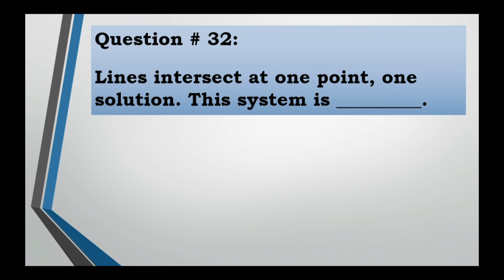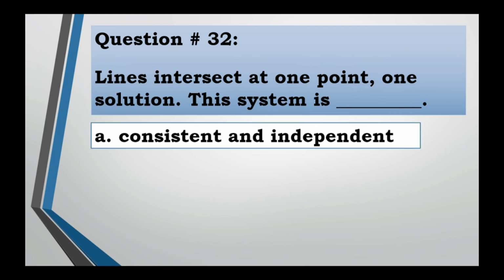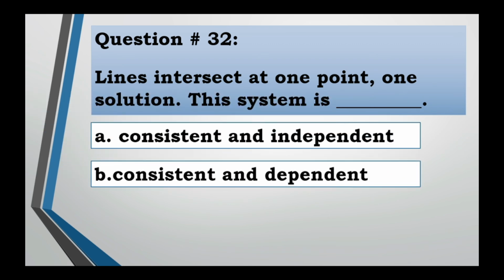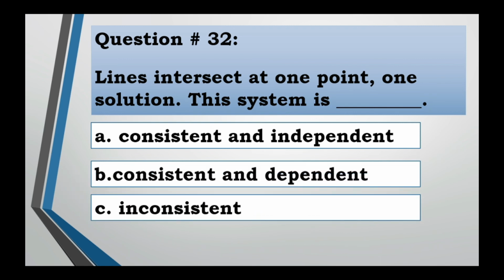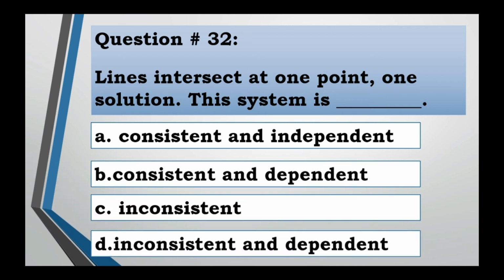Question number 32. Lines intersect at one point, one solution. This system is blank. Letter A, consistent and independent. Letter B, consistent and dependent. Letter C, inconsistent. Letter D, inconsistent and dependent.